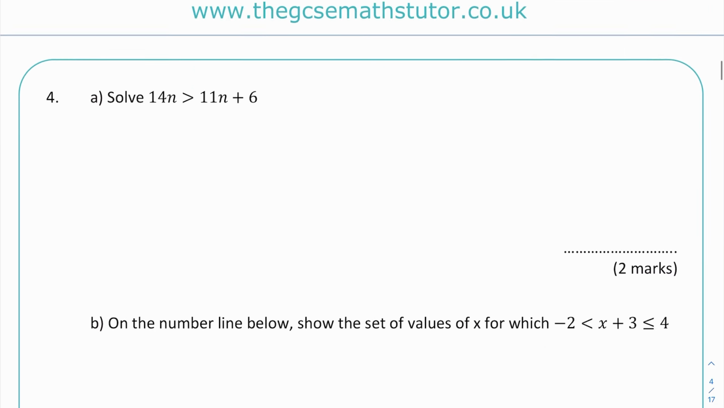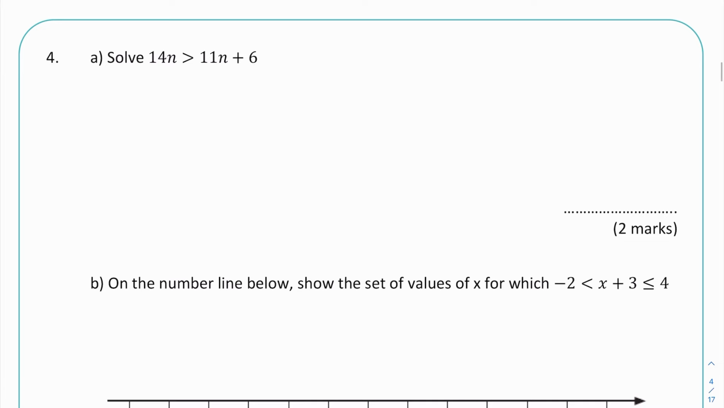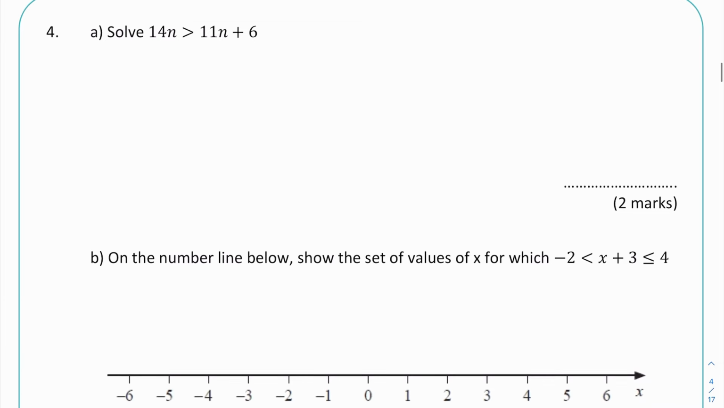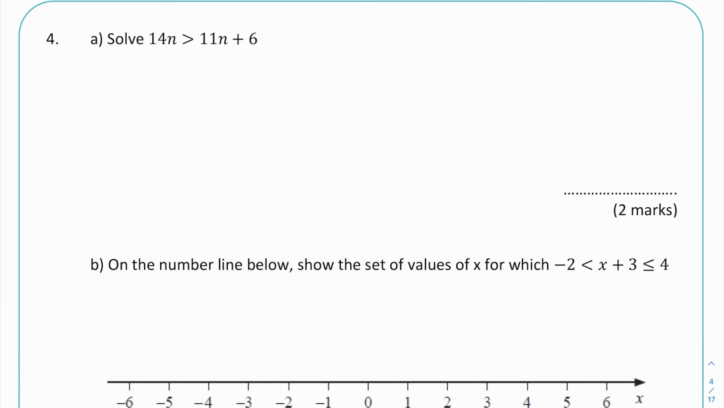Okay, on to question 4. So we've got some solving an inequality to start with, and then we've got a number line for part B. So in solving an inequality, we'll solve it just like an equation. We're going to get rid of the smallest value of n in this case on both sides. So the smaller value is the 11n, so we want to take away 11n from both sides. When we do that, we're left with 3n that's going to be greater than 6.